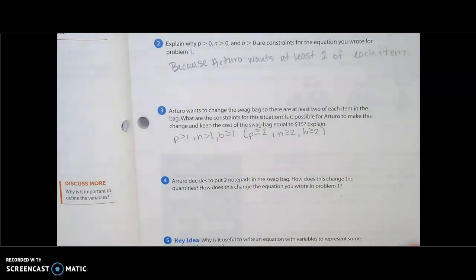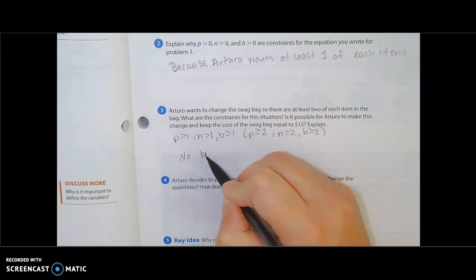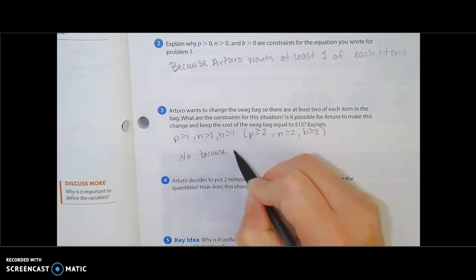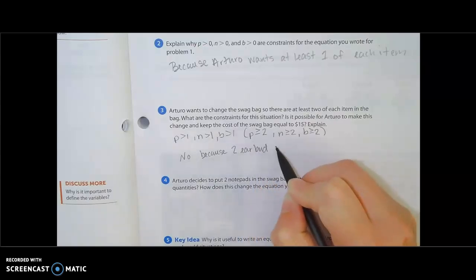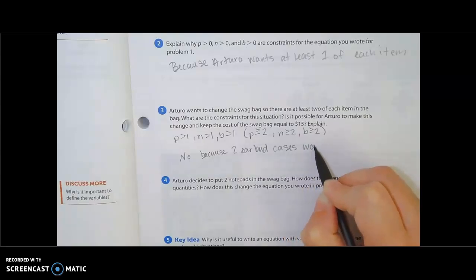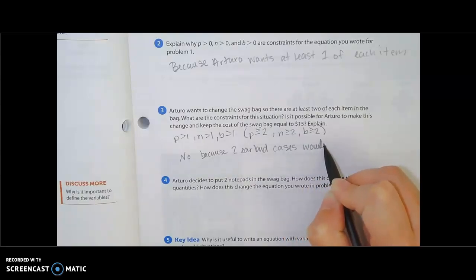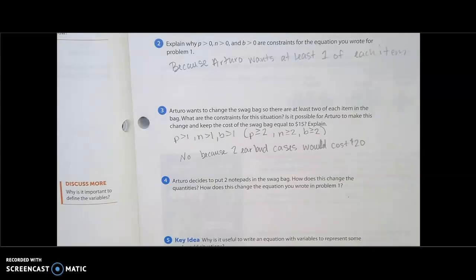Both ways are correct. And then it says, is it possible for Arturo to make this change and keep the class's swag bag equal to $15? And what we talked about in class was no. Because 2 earbud cases would cost $20 in themselves. So he can't keep it at 15.